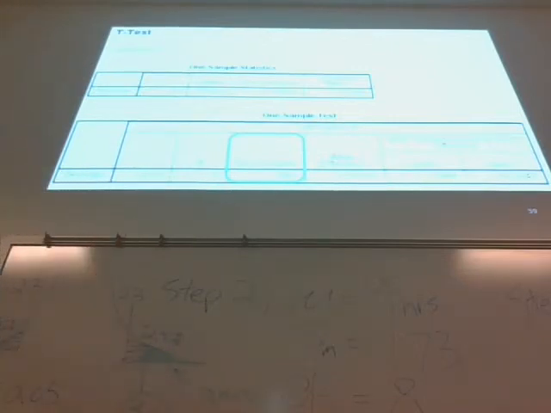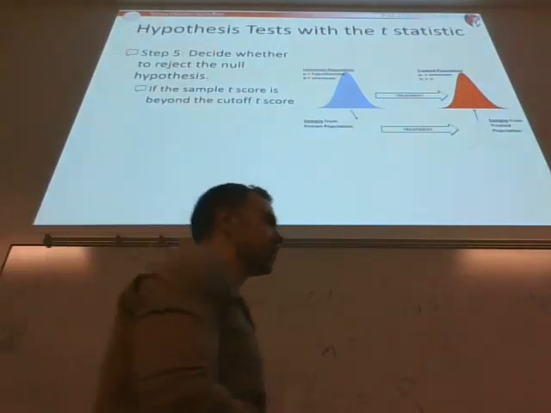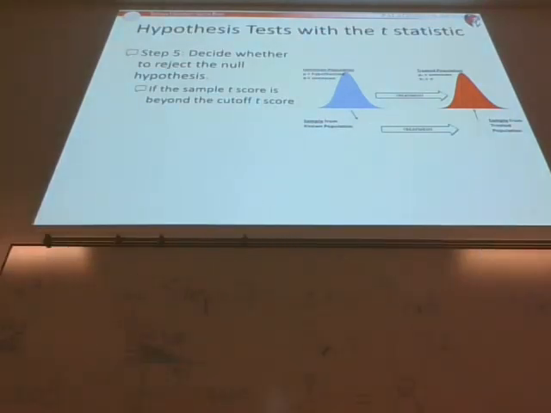And that opens our door to what we're going to do for the rest of this semester, which is subtly change our decision tree here, where instead of if the sample t-score is beyond the cutoff t-score, we accept the research hypothesis and reject the null hypothesis. And if the sample t-score is within the cutoff t-score, we accept the null hypothesis and we reject the research hypothesis. We're going to keep the logic, but we're going to rephrase it so we can do the whole thing in SPSS.